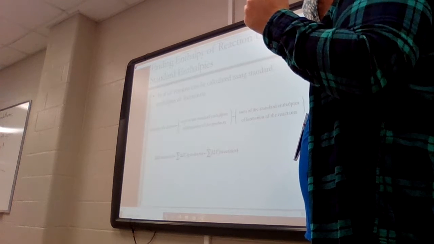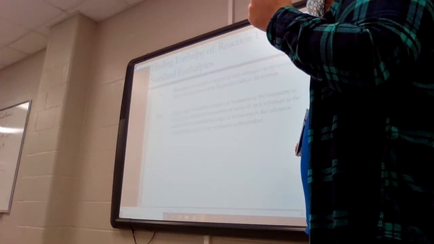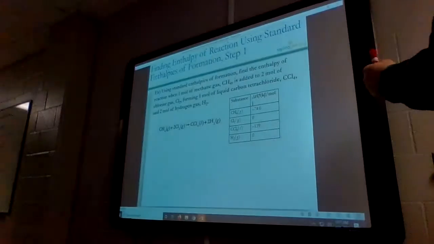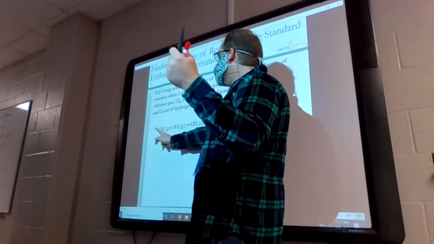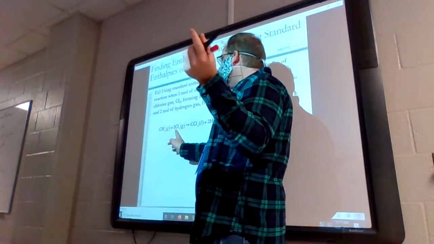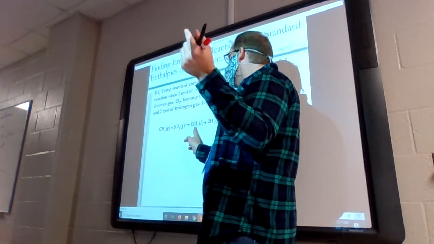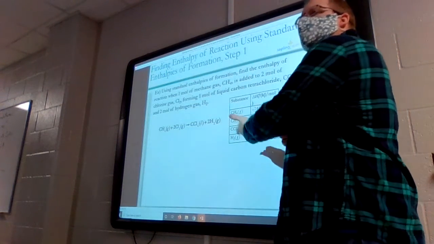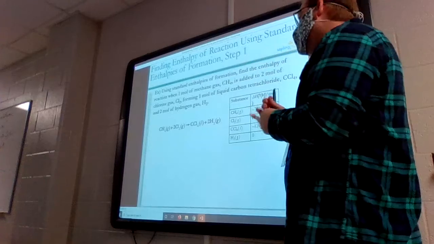Basically the same problem, step 1, step 2, step 3. They give us this. Here's your chemical equation. I have CH4, 2 Cl2s, a CCl4, and a 2H2. Basically what you're going to do is find each of these on the list. They made you a short little list here.